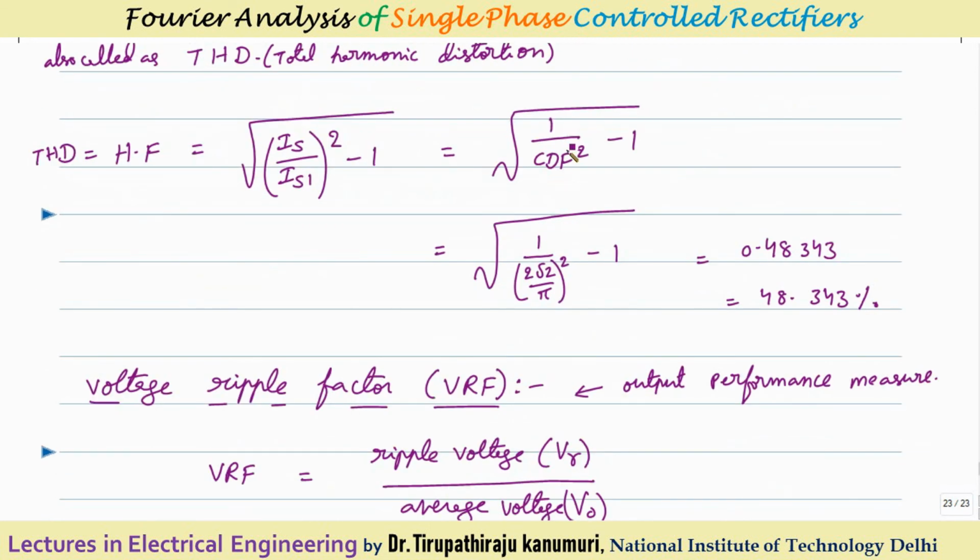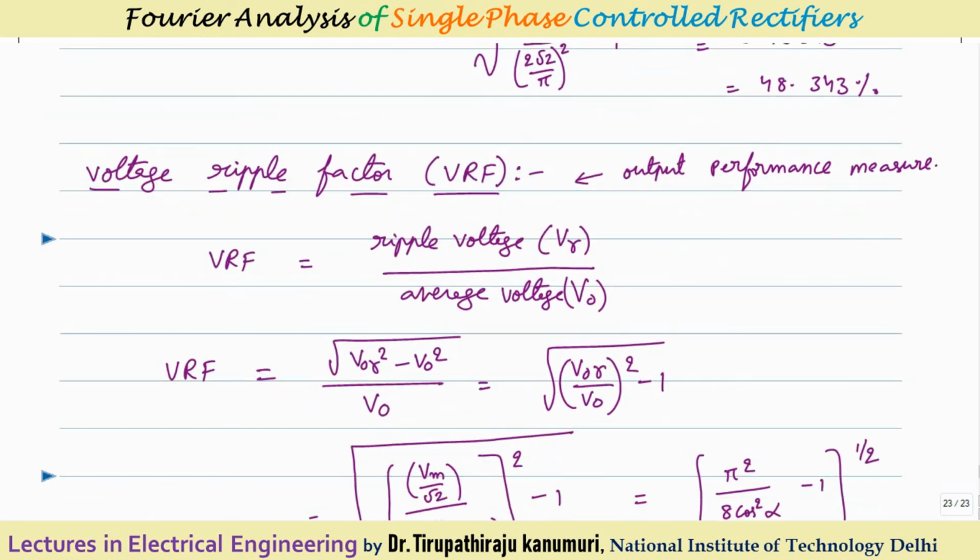So when you substitute the values, you will get its value as 48.343%. That means in a fully controlled full converter, your total harmonic distortion will be nearly 48.343%. That much harmonics are there in the current.